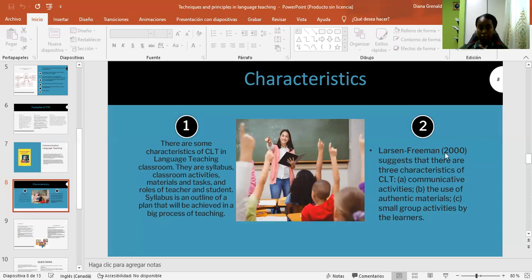As Larsen-Freeman suggests, there are three more characteristics of communicative language teaching, which are communicative activities, the use of authentic materials, and small group activities by the learners. Another one could be fluency and accuracy, and the language should be used productively and with effectiveness.